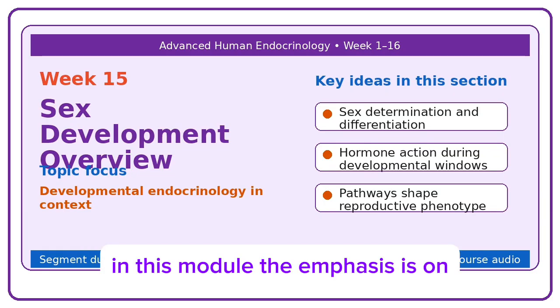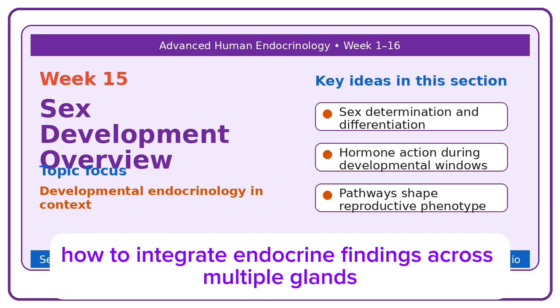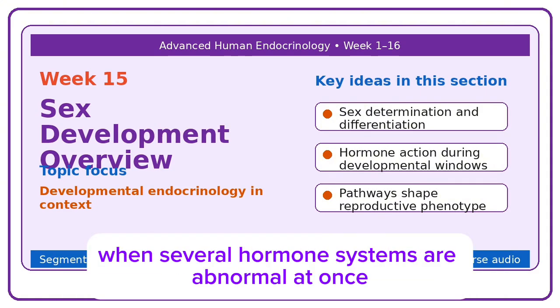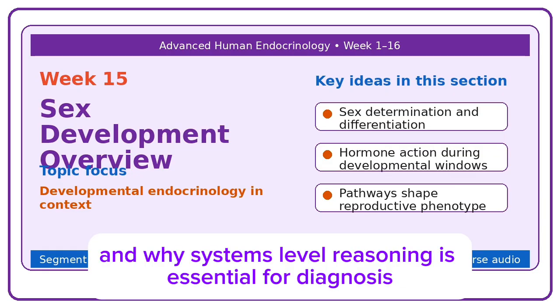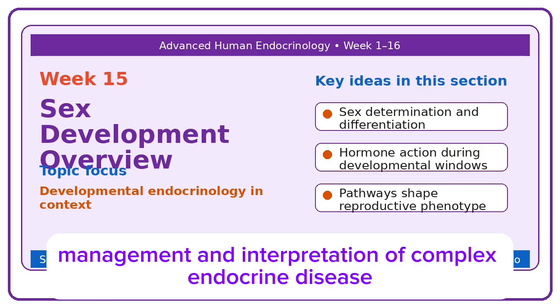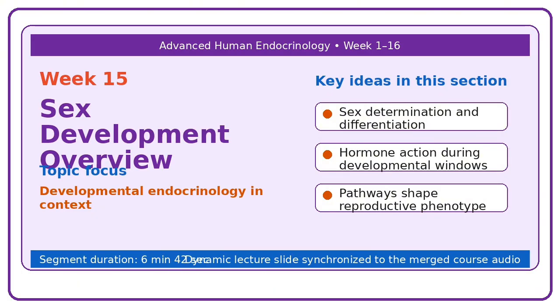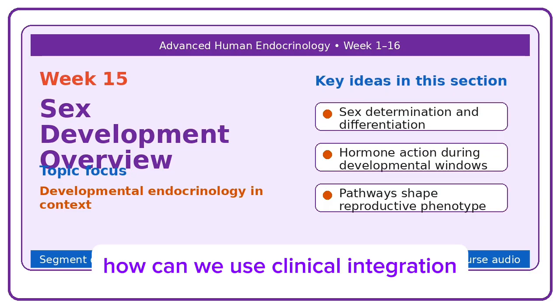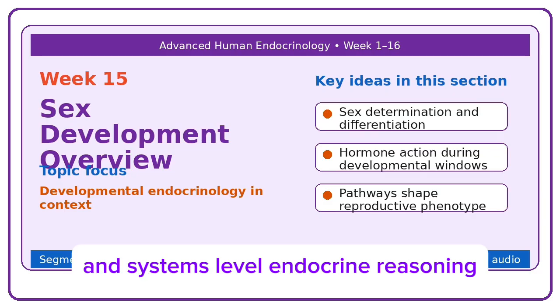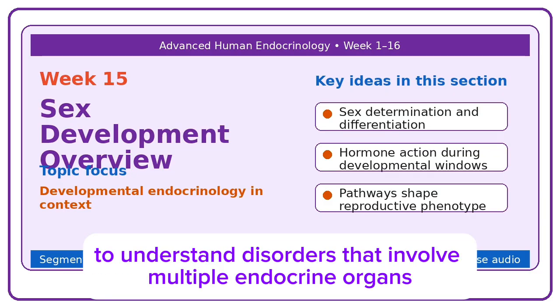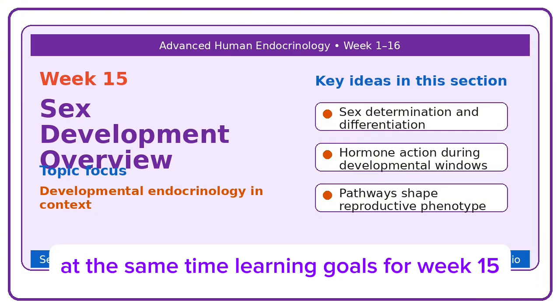In this module, the emphasis is on how to integrate endocrine findings across multiple glands, how to think clinically when several hormone systems are abnormal at once, and why systems-level reasoning is essential for diagnosis, management, and interpretation of complex endocrine disease. Essential question: how can we use clinical integration and systems-level endocrine reasoning to understand disorders that involve multiple endocrine organs at the same time?